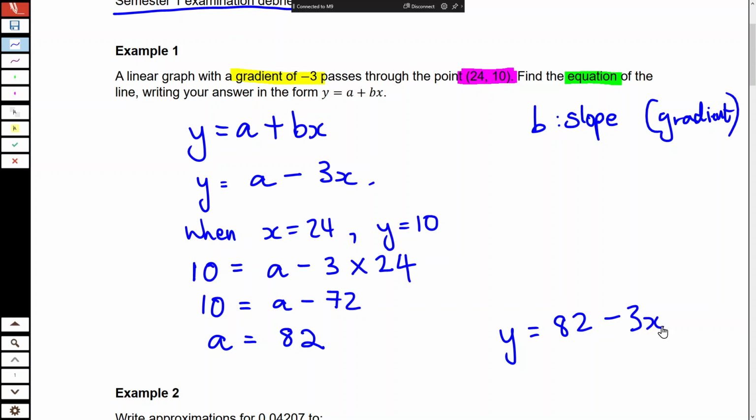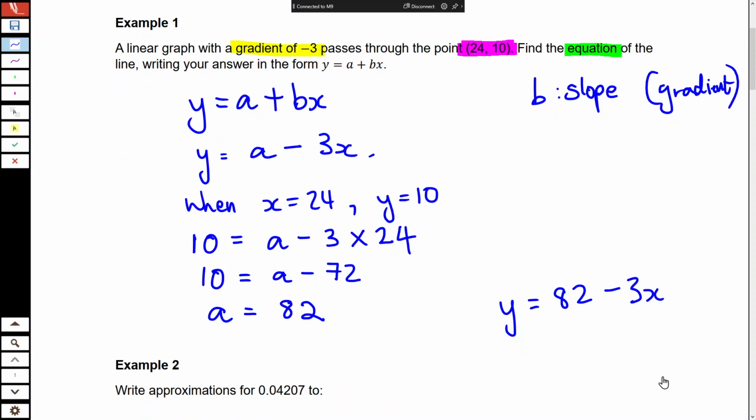That same advice, of course, applies to any subject, not just maths. Make sure you've addressed what they've asked for. Okay, do we have any questions about example 1? Is that clear enough?